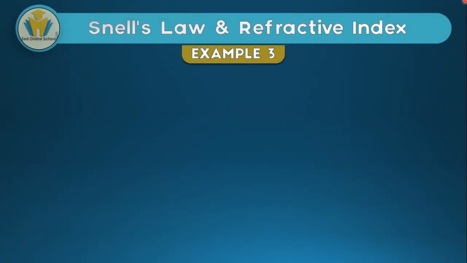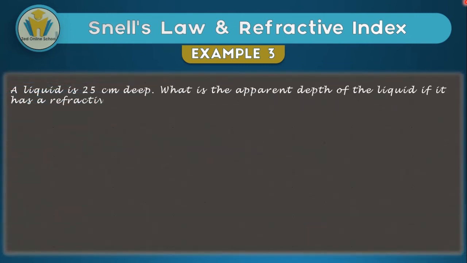Here we're going to be using depths. So we've got a liquid which is 25 centimeters deep, and we're asked to find the apparent depth of the liquid if it has the refractive index of 1.25. Like I already said, refractive index does not have any units.